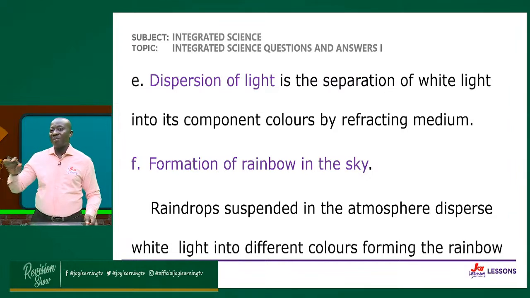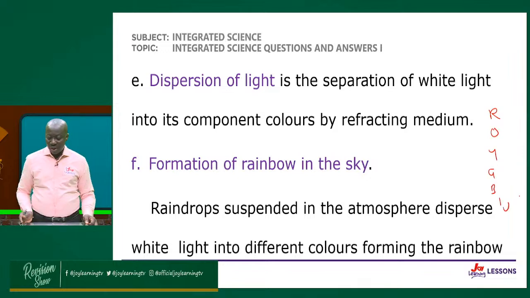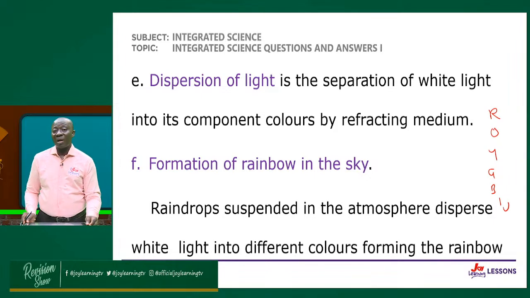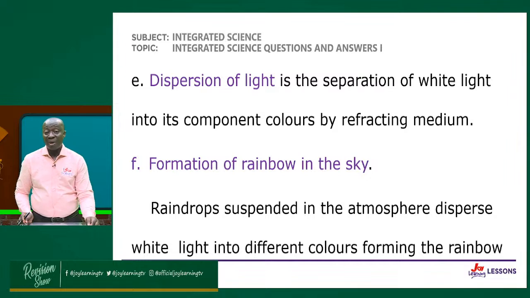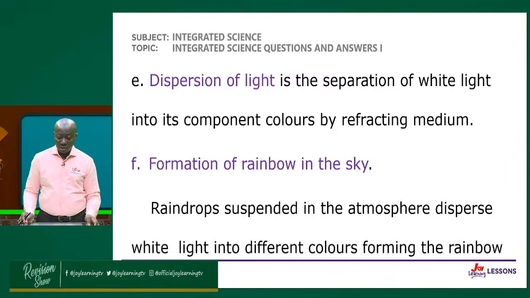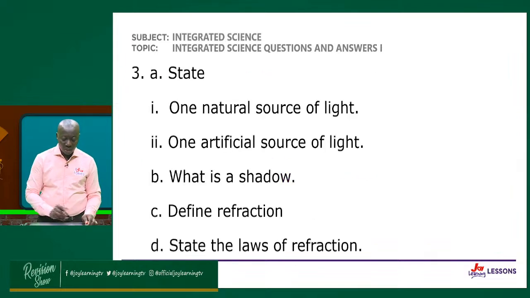As light strikes them, it separates into its respective colors: the red, the orange, the yellow, the green, the blue, and then the indigo and the violet, what you call ROYGBIV. And that is what constitutes the rainbow. So in the formation of the rainbow, raindrops suspended in the atmosphere disperse white light into different colors. The raindrops perform this job of separating white light into its various colors, and that is what we call the rainbow.